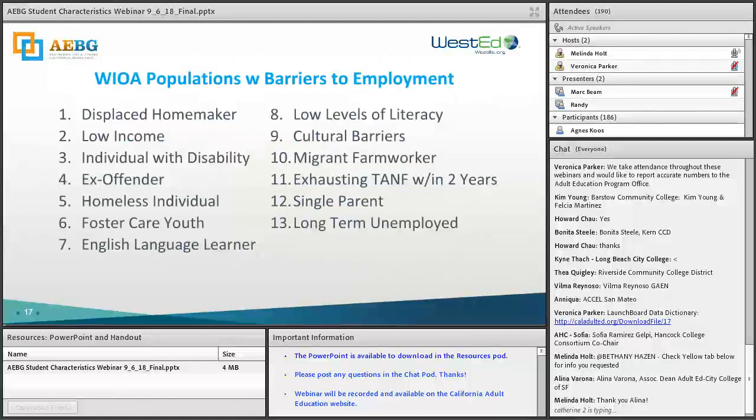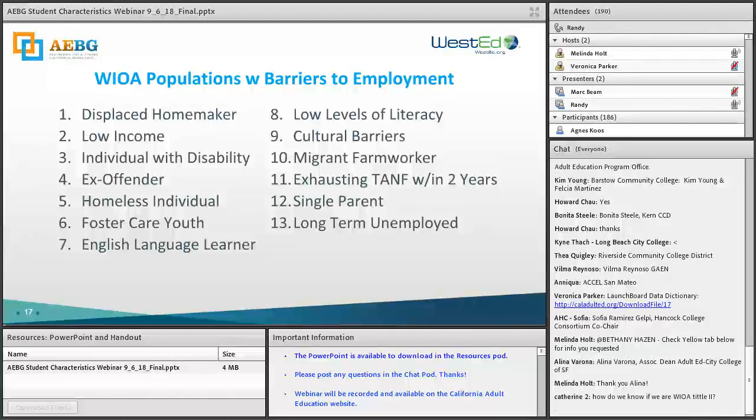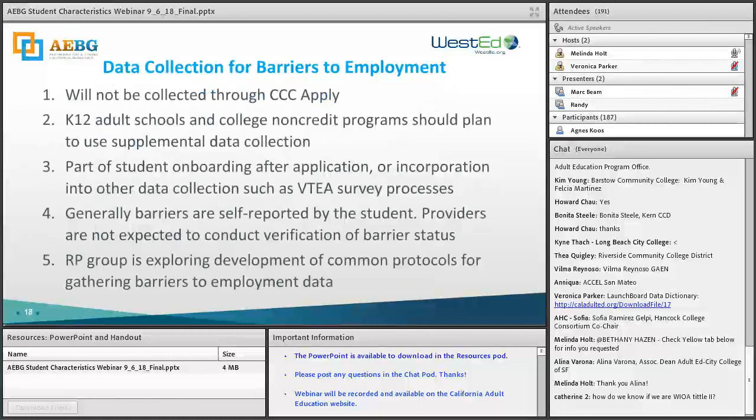These are the 13 WIOA populations with barriers to employment. All of the new special populations elements are meant to fill gaps where we don't collect these currently. There are some that we did collect, but we created a number of new elements this year that you'll begin collecting data on for us to be able to disaggregate by these populations in the LaunchBoard and for reporting purposes.